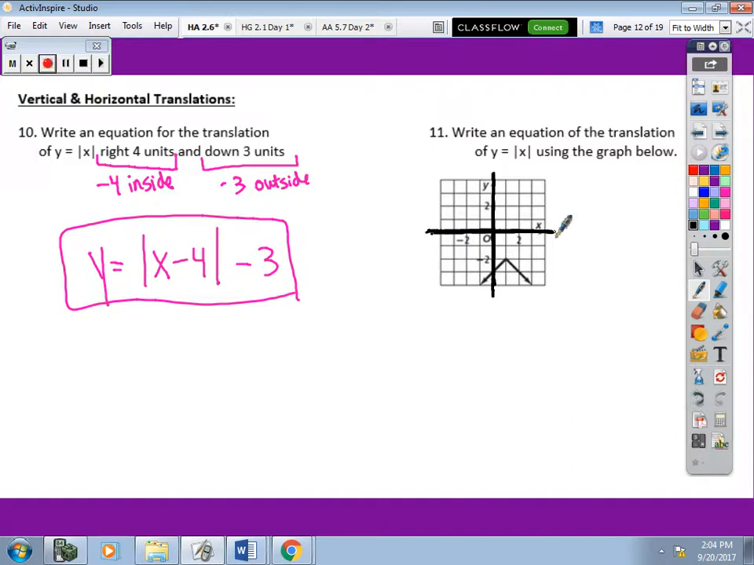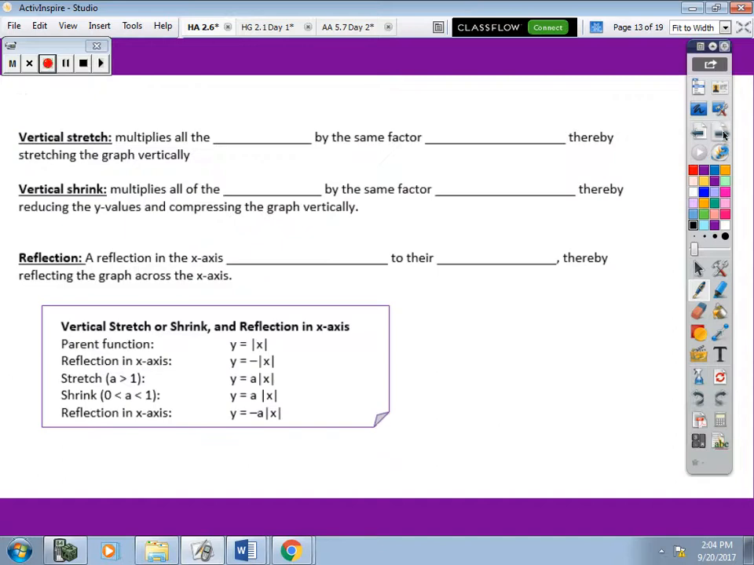Before we do this one, let's go to the vocab below. Because do you see how this one's facing downward? We need to go over that word. So that is talking about a reflection. What a reflection does is it just flips the graph, basically, but it will change the y values to their opposites, thereby reflecting the graph across the x-axis downward.